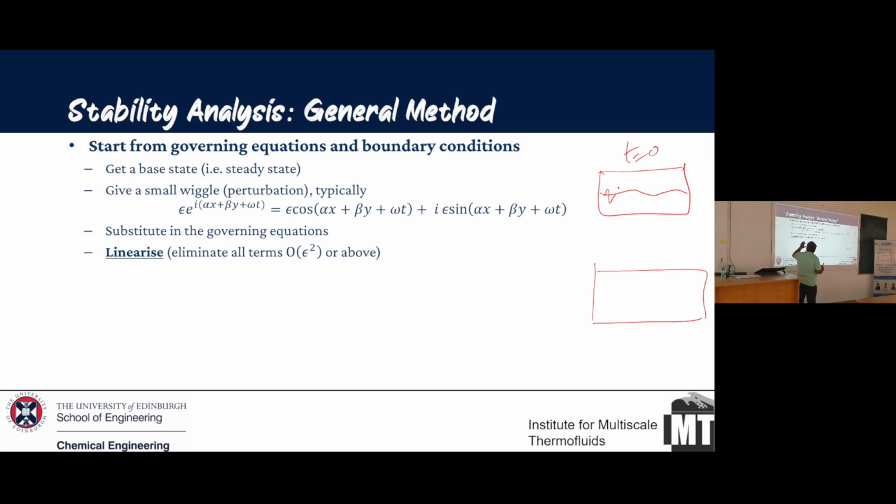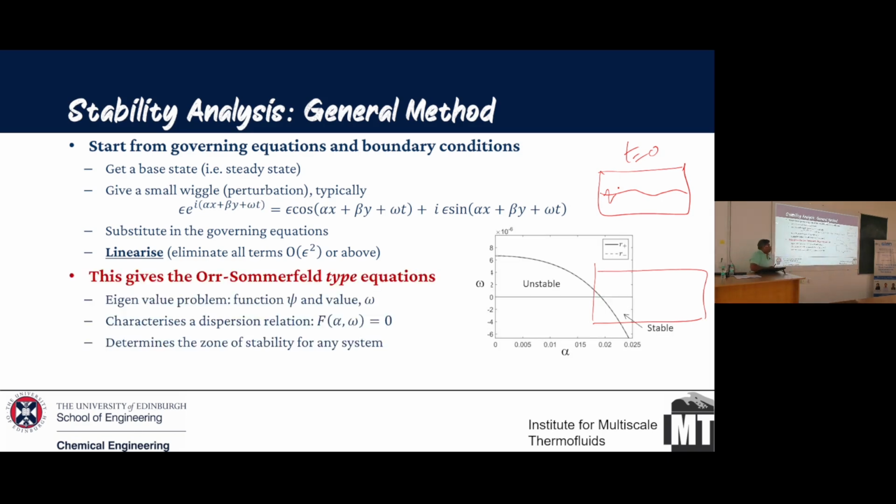What we then do is, if you have a steady state, we substitute this in the steady state, and we linearize the governing equation. Essentially, you start with Navier-Stokes equations, you add this disturbance onto the Navier-Stokes equations, and then you just take the linear terms. You ignore the nonlinear terms. That gives you something called the Orr-Sommerfeld equations.